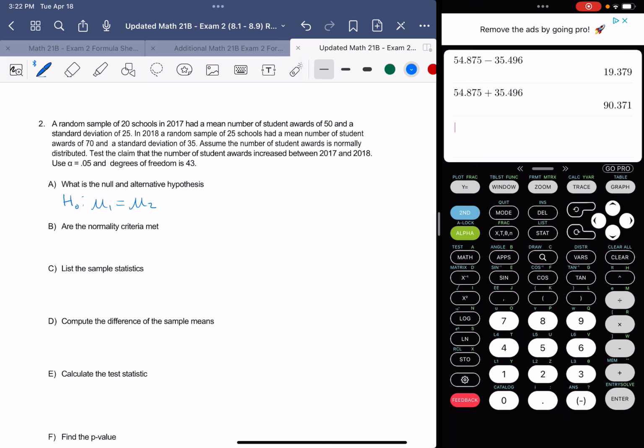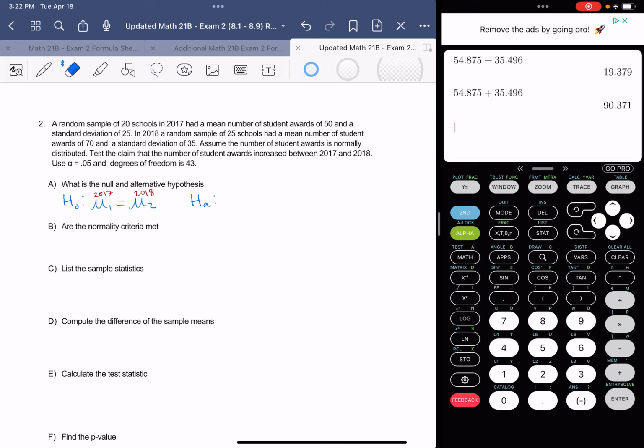Okay, that's our baseline, just assuming they're equal. Then the alternative is going to depend upon the question itself, the testing the claim. So this says, test the claim that the number of student awards increased between 2017 and 2018. Be careful. I'm just going to make a little note here. I like to keep it in order, so I'm assuming that mu1 is 2017, mu2 is 2018, right? Just keeping it in order.